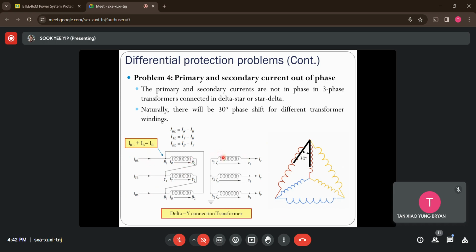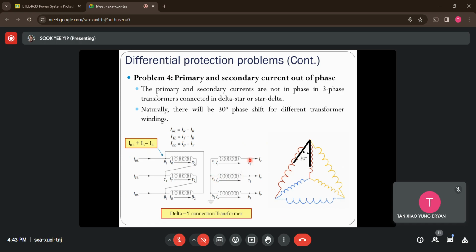So how about the secondary side here? Whenever I have a Y connected three-phase winding, the line current and the phase current are actually the same, right? Because I have only one path for the current flow. Okay, I_R, I_Y, I_B would be the line current at the secondary side.